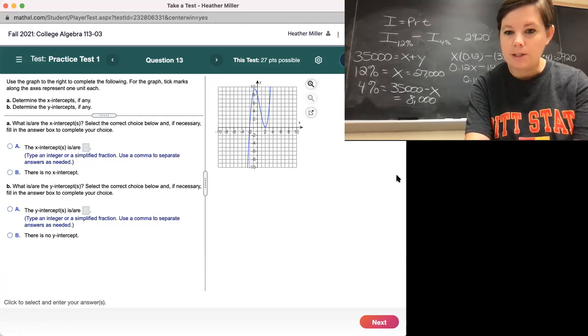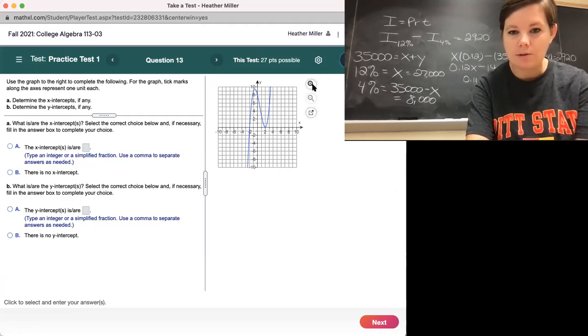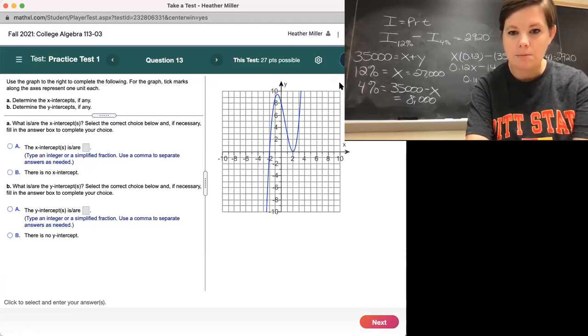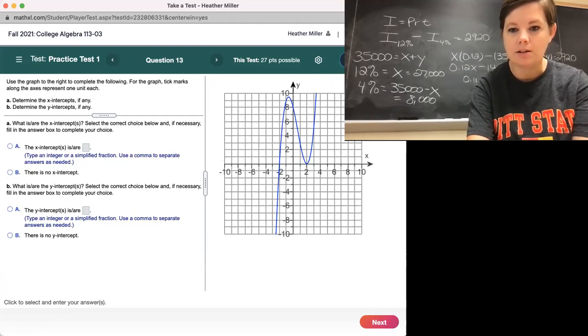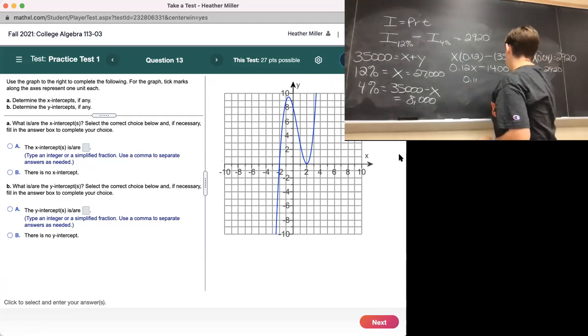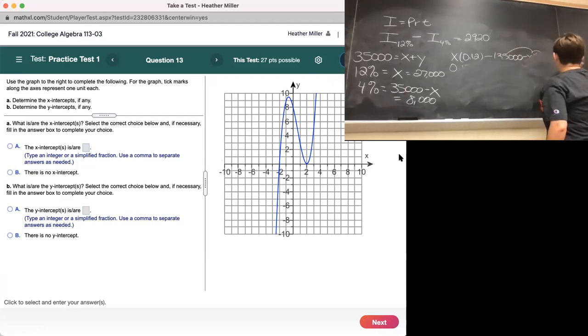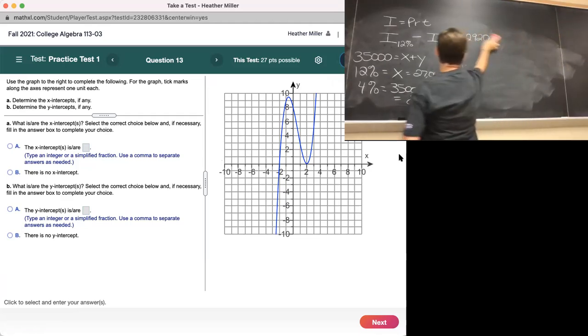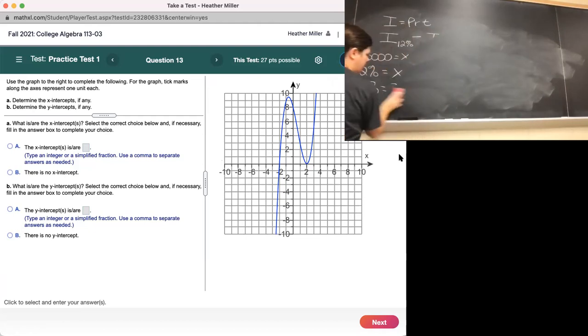Okay, I'm going to move me down again because I'm going to make this a bigger picture. Can I make it bigger? I can. Okay. So there's the next problem. It wants us to find the x and y intercepts of the graph given, if there are any.